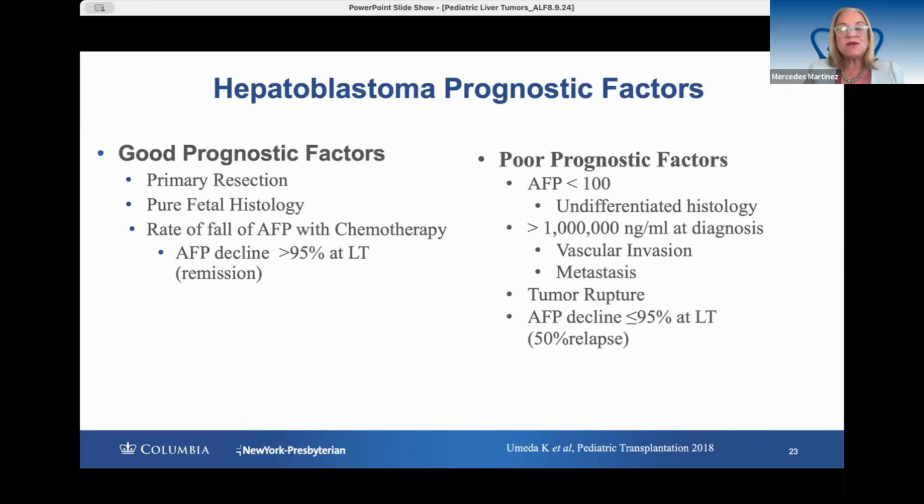Then these are the prognostic factors. Good prognostic factors are patients that are eligible for primary resection, that have pure fetal histology, and that have a significant response to chemo, with more than 90% decline in the alpha-fetoprotein for those patients that make alpha-fetoprotein. Poor prognostic factors are an alpha-fetoprotein less than 100, because it's associated with undifferentiated histology, and an alpha-fetoprotein of more than 1 million at diagnosis, because it's associated with vascular invasion and metastasis. Also, patients that have a tumor rupture with contamination of the abdominal cavity, and patients that have less than 95% decline of the alpha-fetoprotein at transplant, since that has been associated with about 50% relapse after transplant.